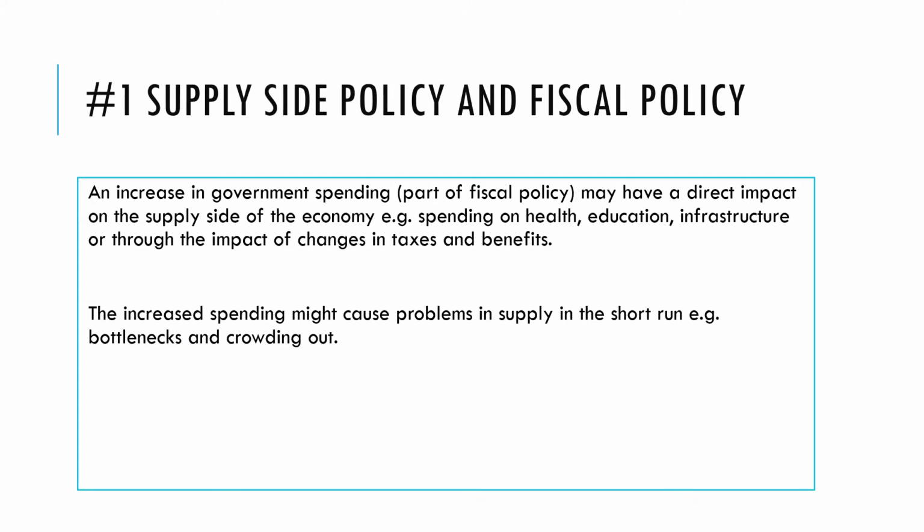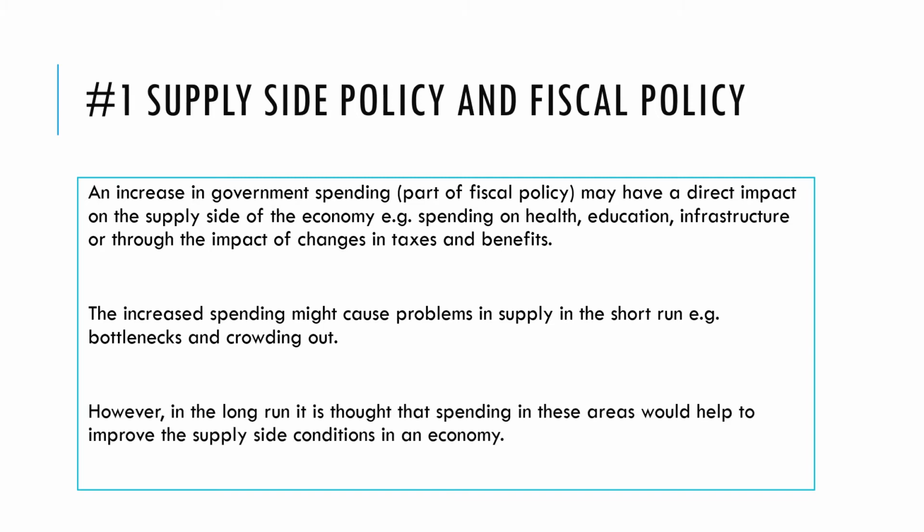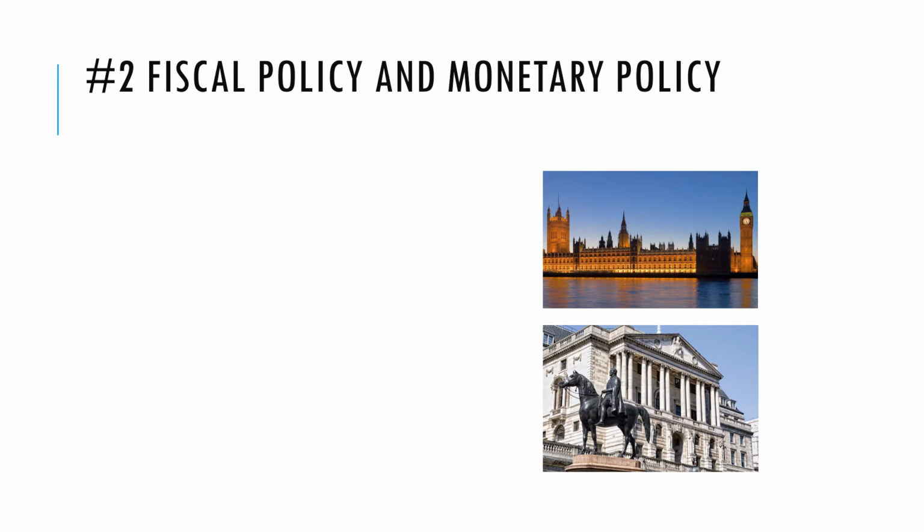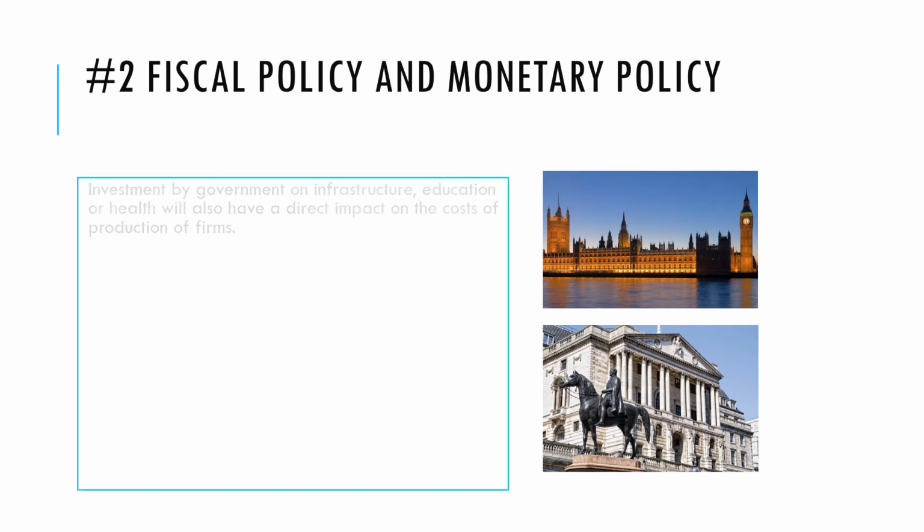So for example, the increased spending on education and building new schools might cause bottlenecks in the cement industry, or maybe raise the prices of bricks, which makes it more difficult for businesses, the other elements of the supply side in the economy, to function. However, in the long run, the spending might, once it's done, actually help improve the supply side conditions in an economy.